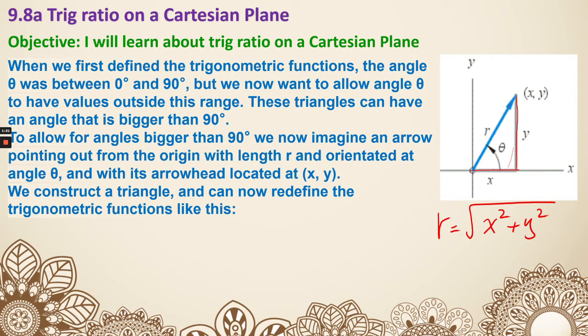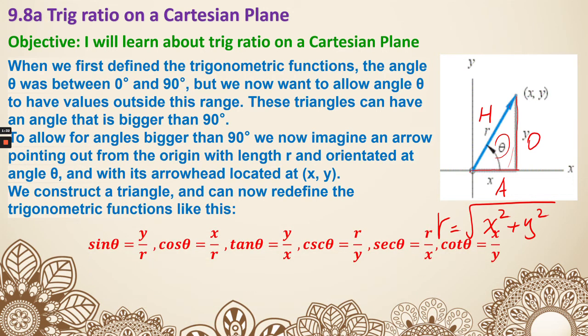Since we have the angle theta, that's the opposite side, that's the adjacent side, and that's the hypotenuse. Of course, we can have the trig ratios right here. Sine theta is y over r, cosine theta is x over r, tangent theta is y over x, and the other three are just flipping all the fractions we had. So here's how we can use those.